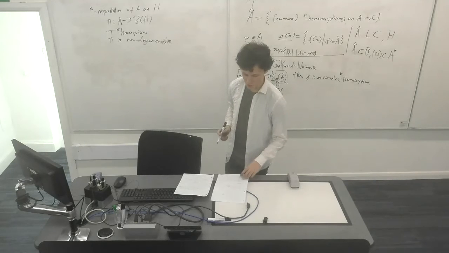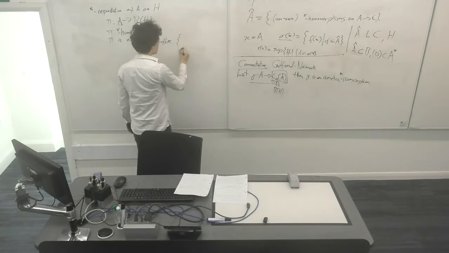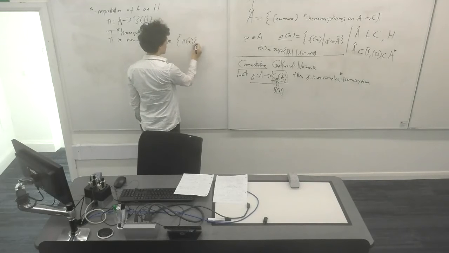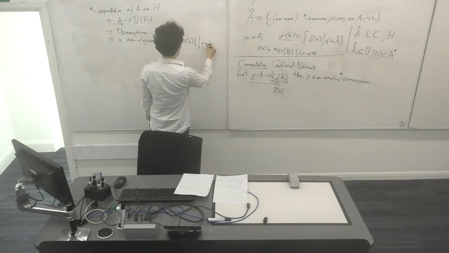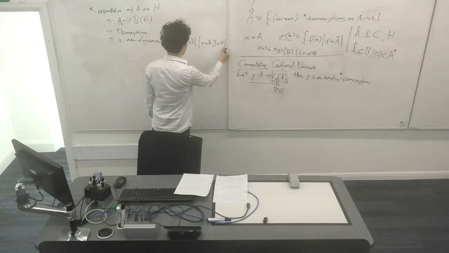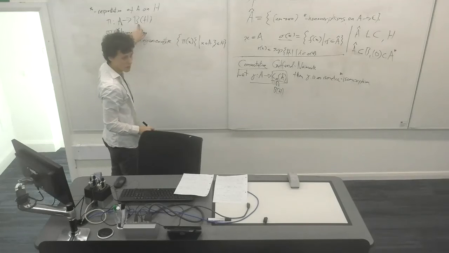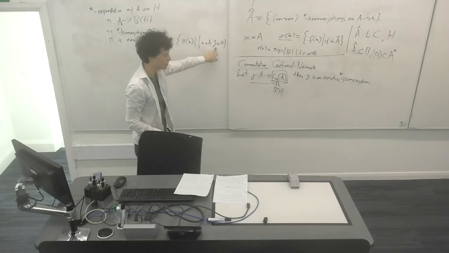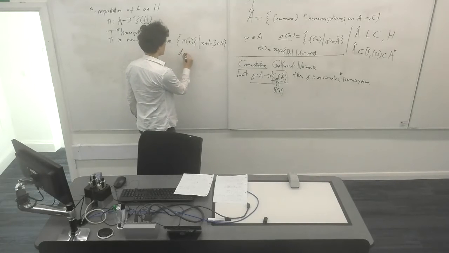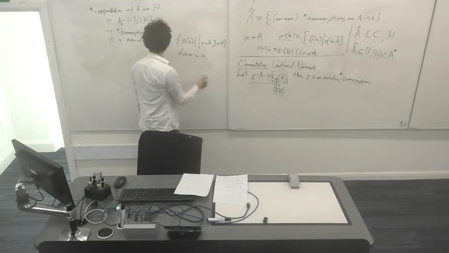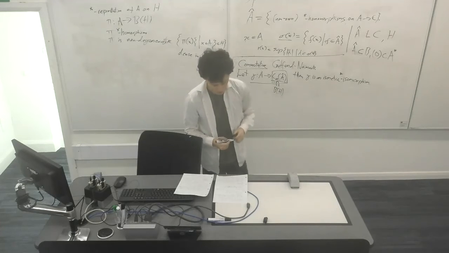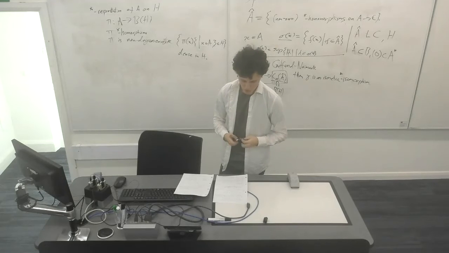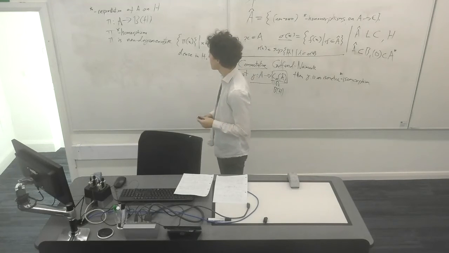Non-degenerate means that the set of pi of x applied to psi, for all x in A and psi in H, is dense in H. So x in A gives us a bounded operator, and we just evaluate it on psi in H. This is what non-degenerate means, and such a thing always exists. That's what's called the star representation of A on H.